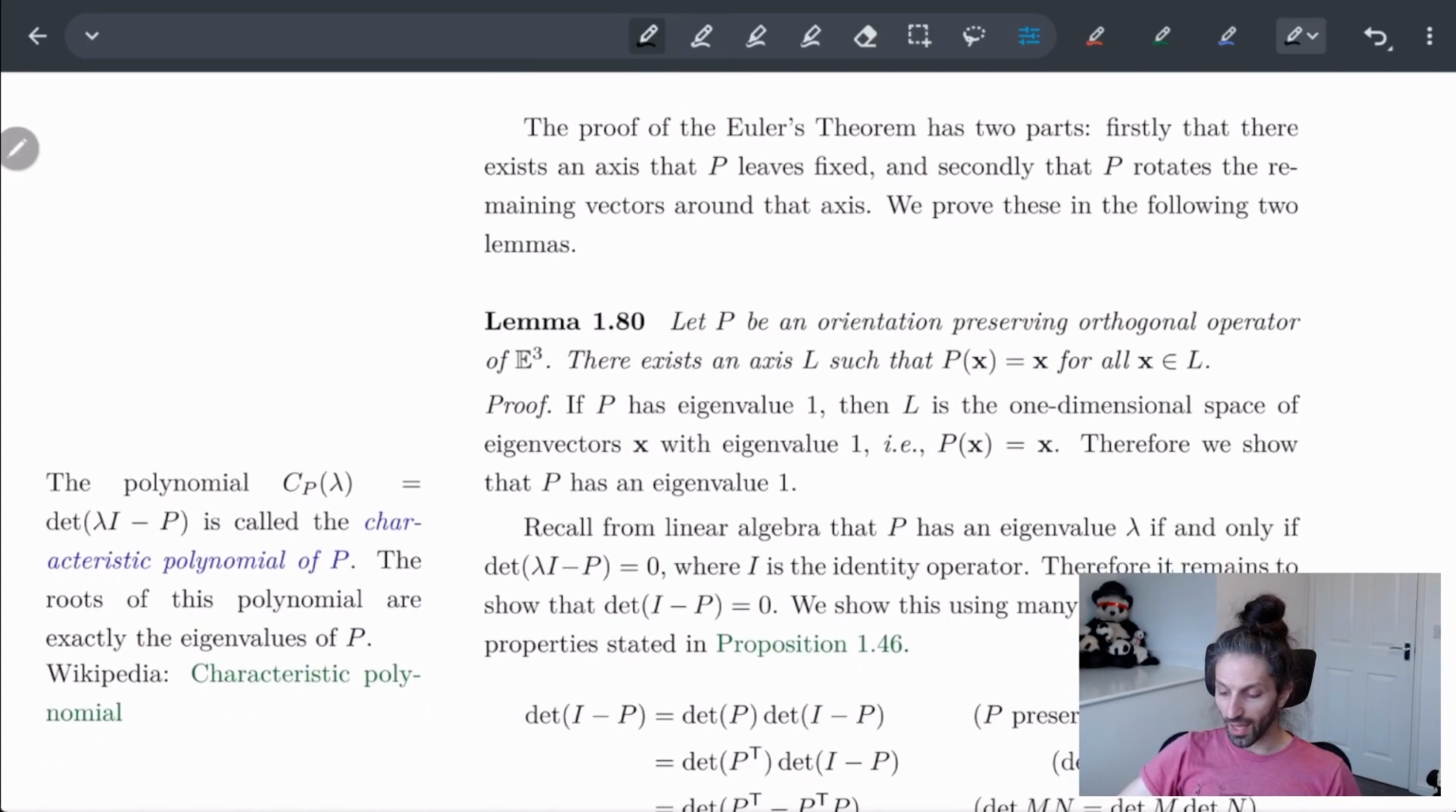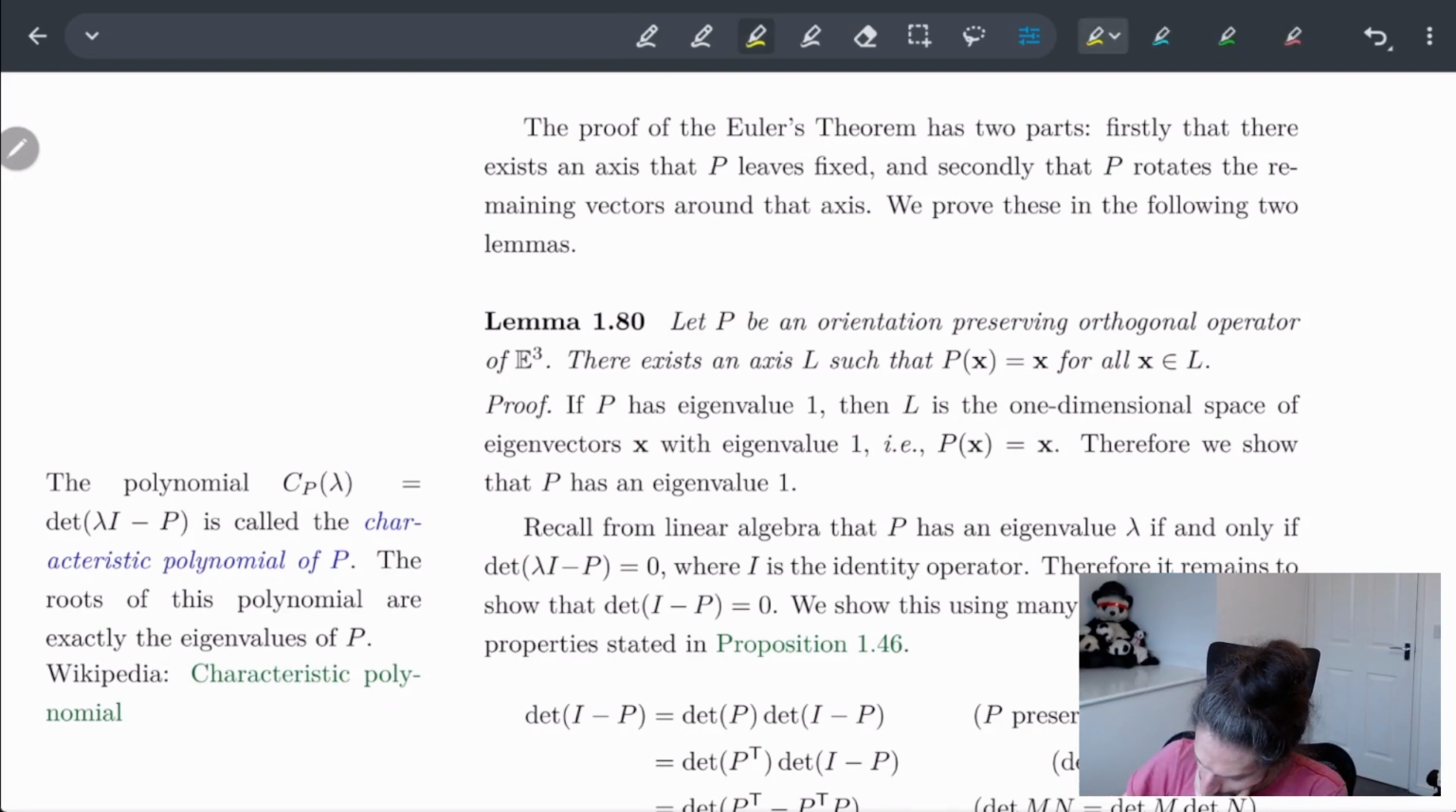Okay. Now let's start looking at the proof. So the proof we're going to do in two parts. We'll see if this is going to be 2 videos or just 1 video, depending on how long this takes. But we're going to break this down. First, we have to show that there exists some axis that stays fixed. And the second thing we want to show is that P rotates the other 2 vectors around that axis. So in essence, we're first finding where the fixed line is, and then we're going to rotate around this. And this is what we're going to do.